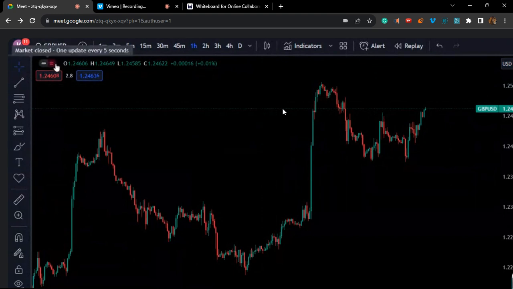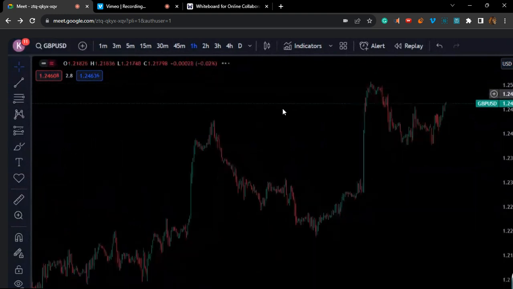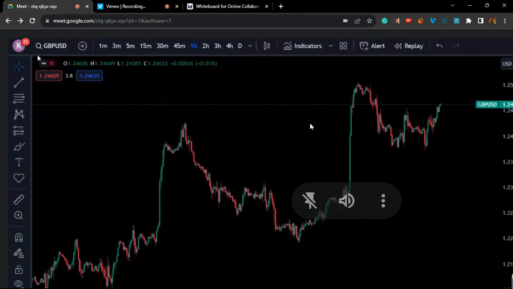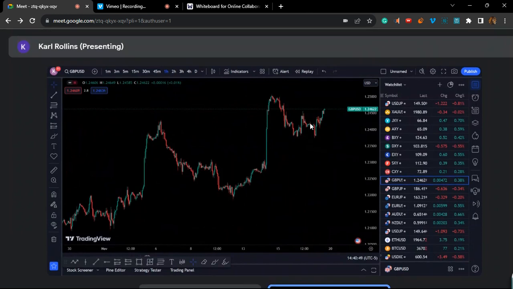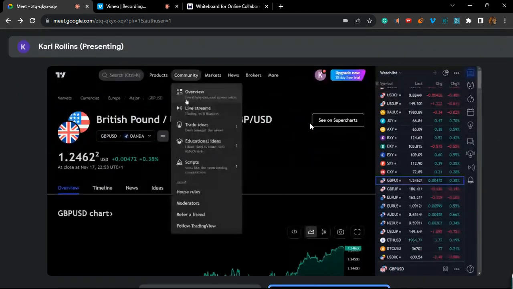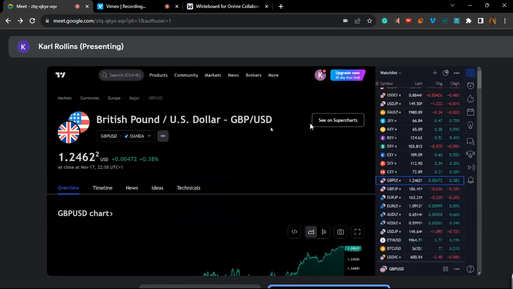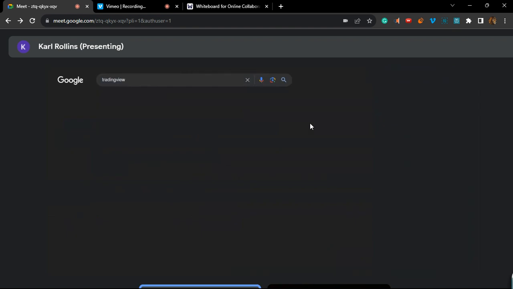Click on the little backspace at the top. I'm trying to get you to go back to where it says click on supercharts. Just at the top of your computer, in the upper left-hand corner, there should be an arrow that says back, an arrow pointing to the left.